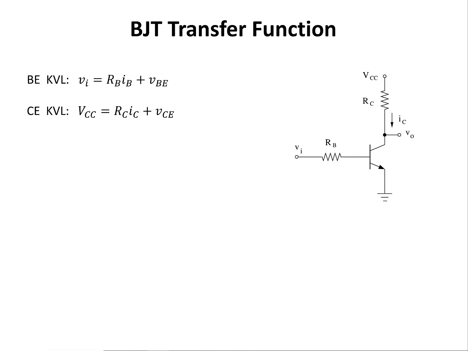I wrote the KVL for base emitter loop and KVL for collector emitter loop here. This is VCE, IC is labeled, and this is I base. We will check for 3 modes of operation of this BJT for different values of Vi. We are going to look at for what values of Vi the BJT is going to be in cutoff, in active mode, or in the saturation region.